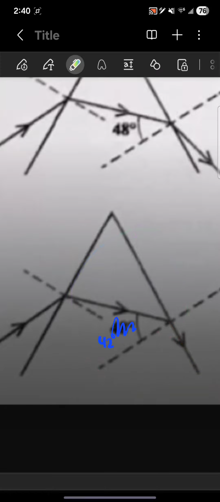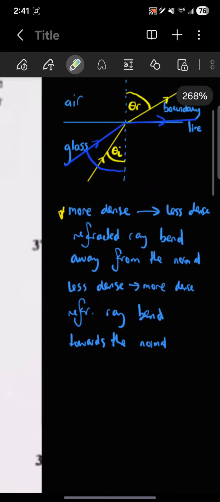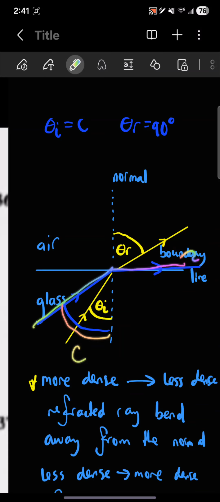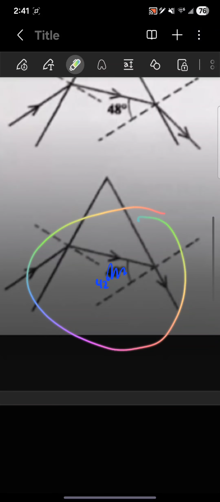I feel like you don't understand that, so I'll explain it again. If 42 degrees is the critical angle, then at that point in time, the angle of refraction is going to be 90 degrees to the normal. You would have seen it over here. So at the critical angle C, the angle of refraction is 90 degrees to the normal. This diagram over here actually represents the critical angle. 42 degrees will be over here.